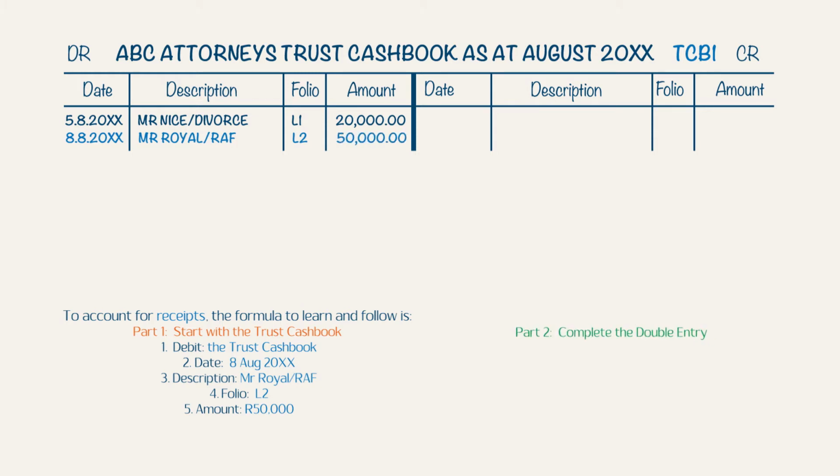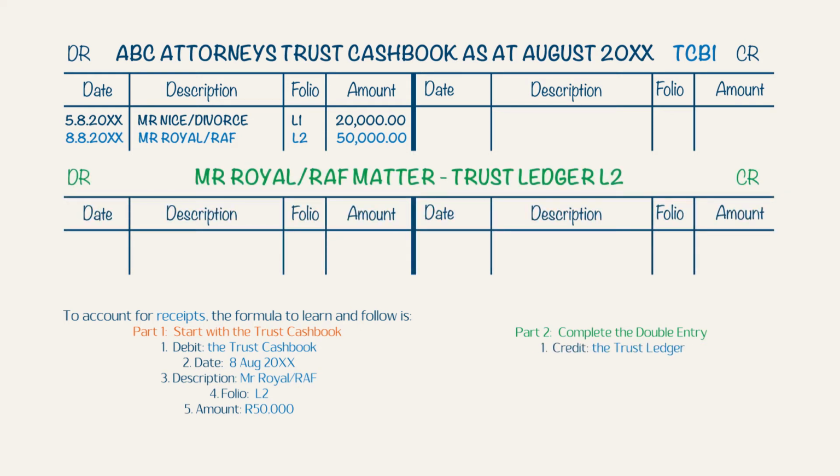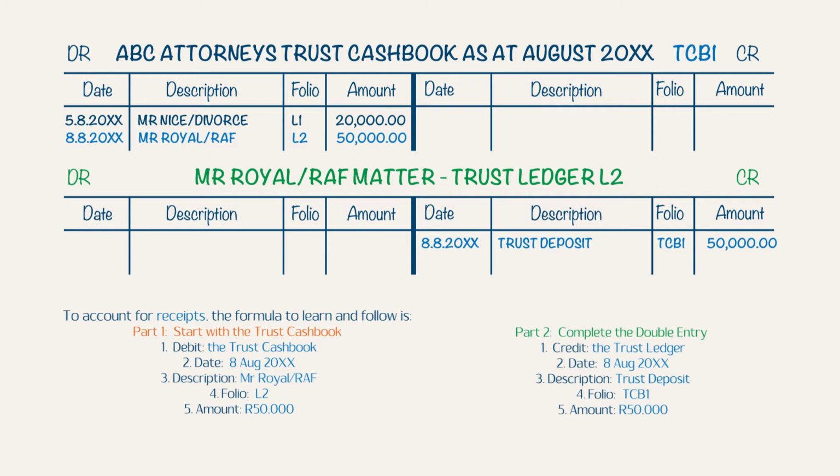Part 2. Complete the double entry. 1. Credit: the trust ledger. 2. Date: 8 August 20XX. 3. Description: trust deposit. 4. Folio: TCB1. 5. Amount: 50,000 Rand.